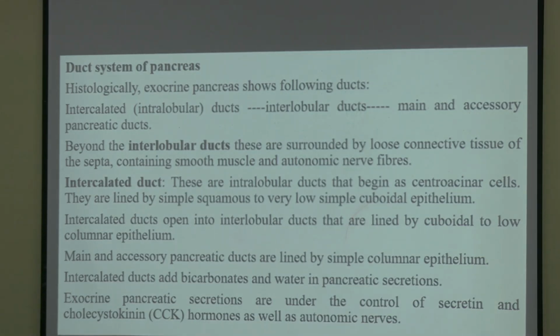Next, exocrine pancreatic secretions are under the control of the hormones secretin and cholecystokinin, as well as autonomic nerves. This you have already studied in physiology, so I am not going into much detail. The secretion of the exocrine pancreas is under hormonal control as well as autonomic control. For hormonal control, cholecystokinin and secretin are the two main hormones controlling the secretion, and along with that autonomic nerves are also there.